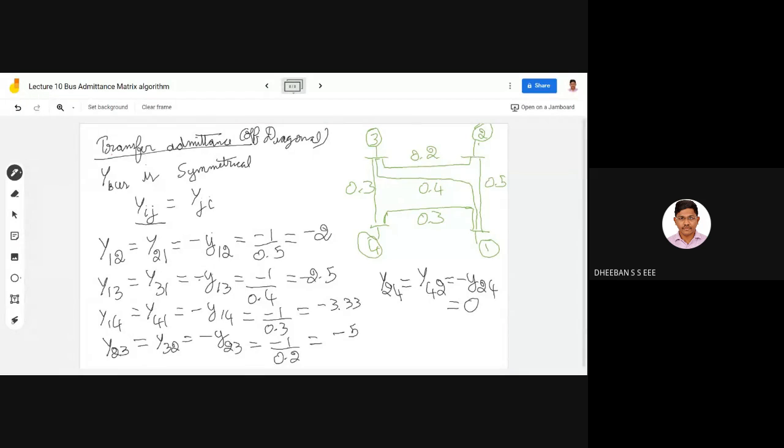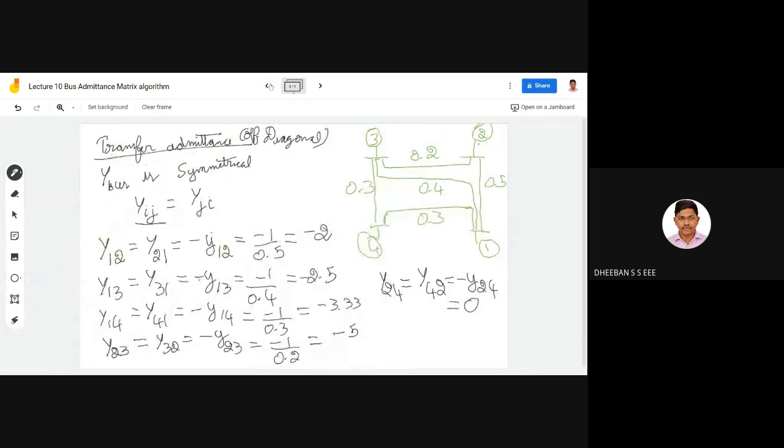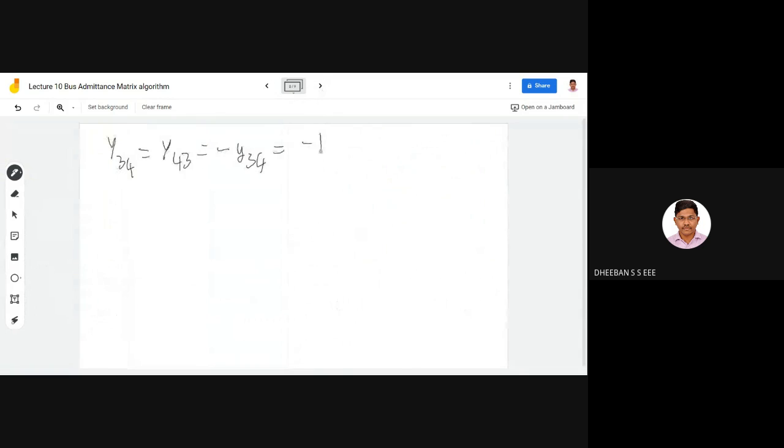And we'll be going to y34, the same as y43, minus y34, which is nothing but the connection between 3 and 4, minus 1 by 0.3. So it will be equal to minus 3.33. So finally we got the values, and now you have to represent them in matrix format.